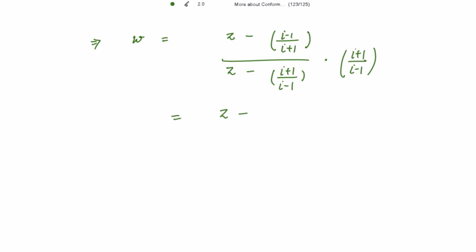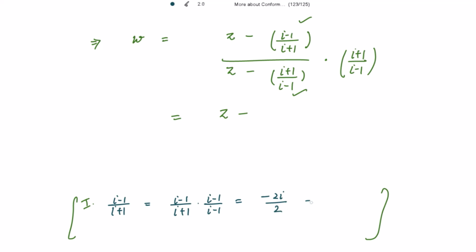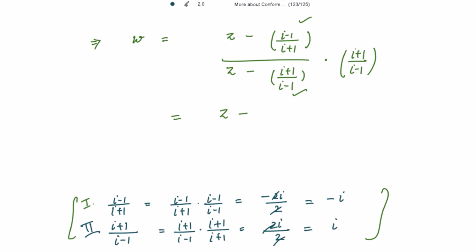So this becomes z minus, okay, let's calculate these two separately. (i - 1)/(i + 1). Rationalizing this, we get (i - 1)/(i + 1) times (i - 1)/(i - 1). So the numerator becomes (i - 1) whole square. That gives -2i divided by 2. So this is equal to -i. And then solving for this, (i + 1)/(i - 1). So again rationalizing this, and we get (i + 1) whole square in the numerator. So using the formula, we get this to be 2i divided by 2, and this gives us i, right? So putting these values, (i - 1)/(i + 1) is -i, divided by z minus (i + 1)/(i - 1), this is i, into (i + 1)/(i - 1), that is again the second one, this is i.